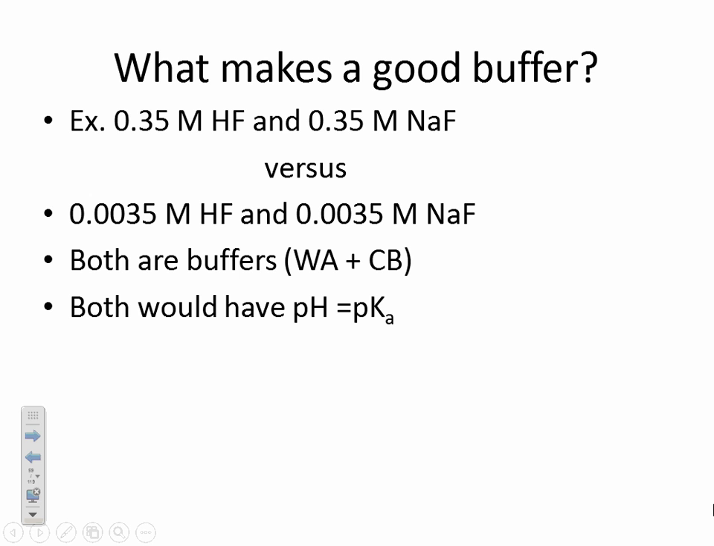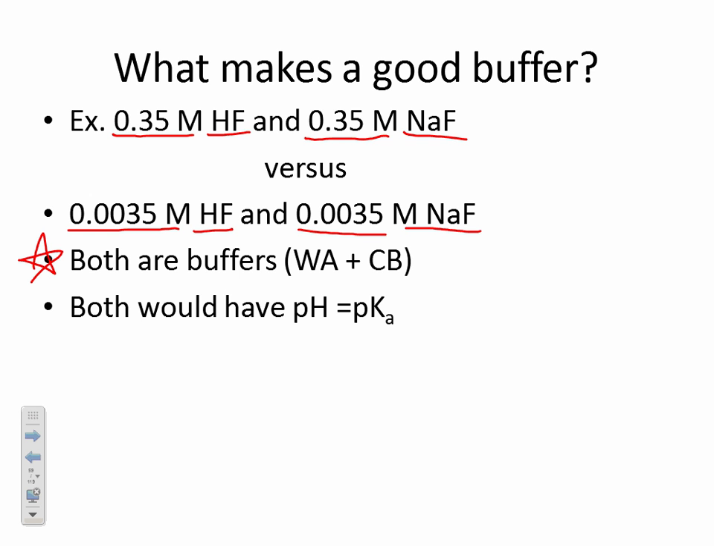We also have problems like this. So consider these two buffer systems. We have HF and NaF in both. The distinction is in the concentration. In this first buffer system, we have 0.35 molar in both, and in the second, we have 0.0035 molar in both. Both of these are buffers.